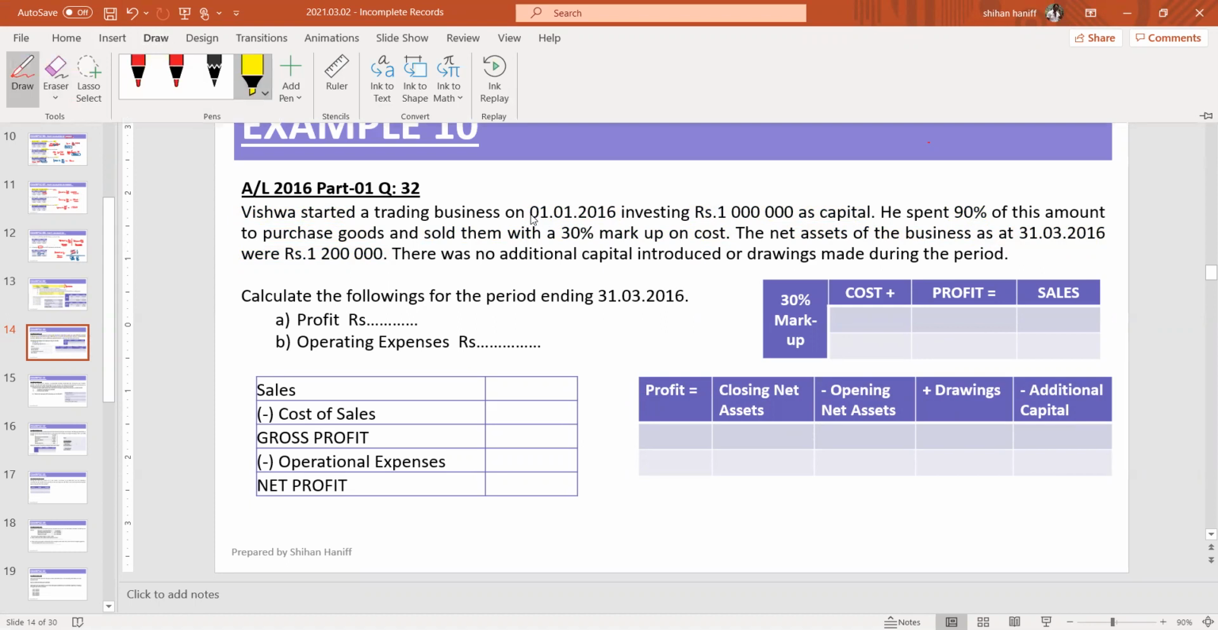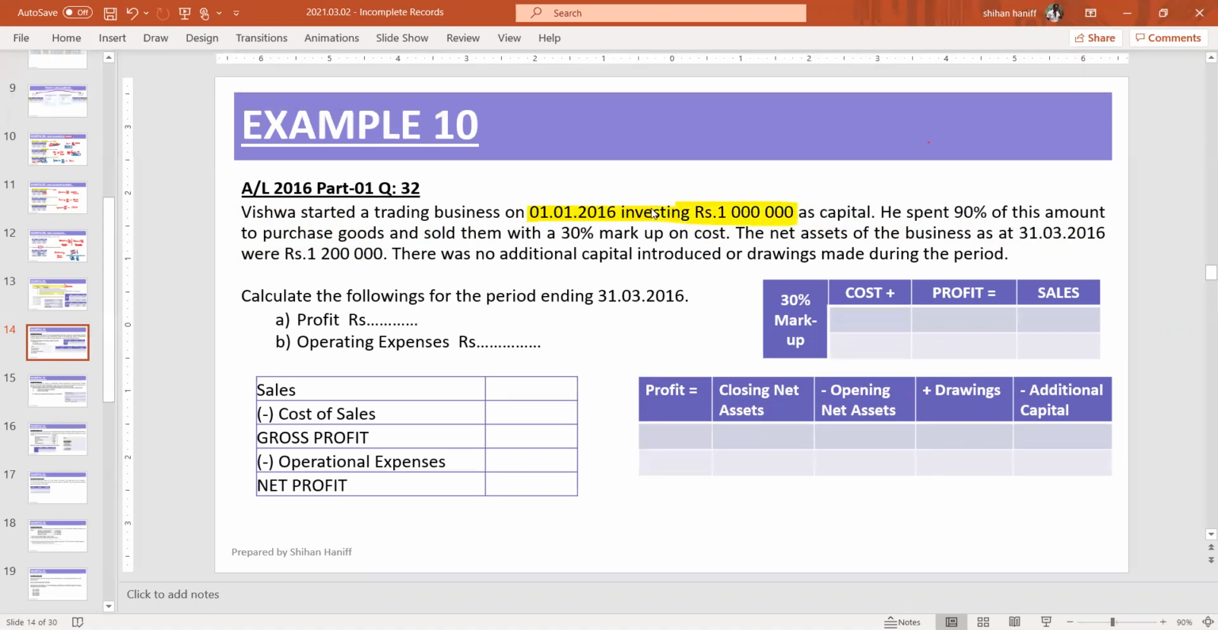So we need opening capital, which is 1 million. And the closing net asset on 31st March is 1.2 million. That's the closing net asset. No additional capital and no drawings. How much is the profit?